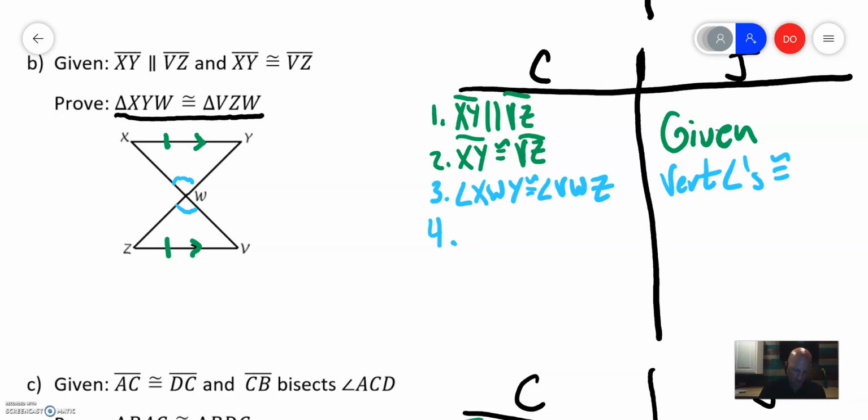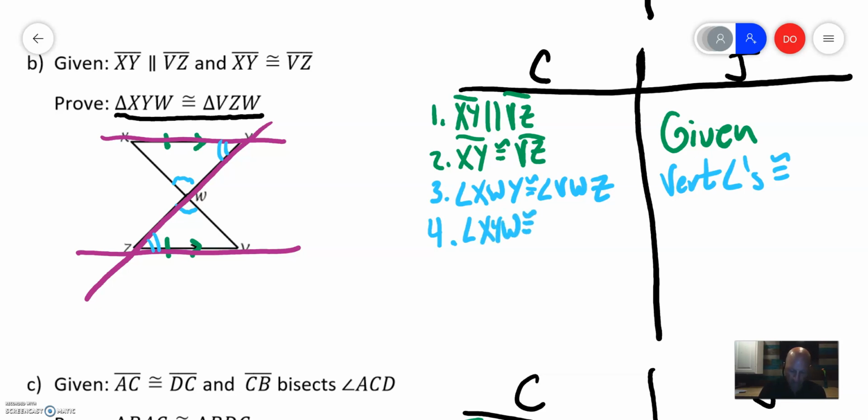Again, they gave us parallel lines for a reason, so let's use those parallel lines. I have parallel lines being cut by a transversal, so notice how I have alternate interior angles between these two angles that I've just marked. So angle XYW is congruent to angle VZW, and why is that true? Because parallel lines implies that alternate interior angles are congruent.